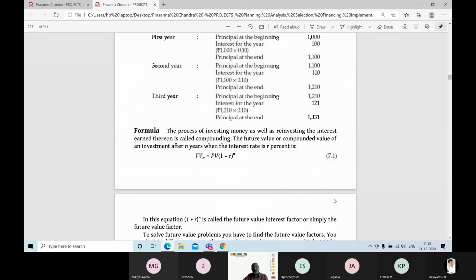The process of investing money as well as reinvesting interest earned thereon is called compounding. This is compound interest. The future value, or compounded value, of an investment after n years, when the interest rate is R, is represented as V suffix n is equal to PV, present value, into 1 plus R whole power n. Then we have to calculate it for 3 years. The investment in the first year is ₹1,000, then it will come to 1,331.